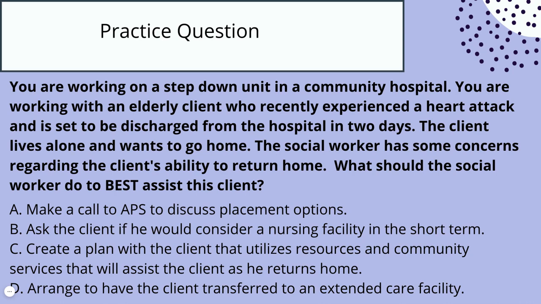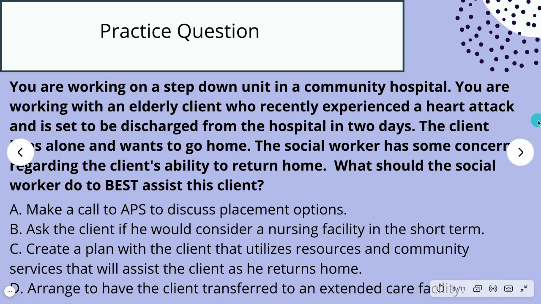So what's important to know here, you are in a step-down unit. Usually a step-down unit means they had a higher level of care. They're stepping down to a lesser volume of care, and you're in a community hospital. Your client is elderly. We know elderly usually means 65 or above, and this client recently had a heart attack. What else do we know? Going to be discharged from the hospital in 2 days. So you automatically want to be thinking hospital setting, elderly client set to discharge. Client lives alone and wants to go home. However, we have some concerns about their ability to return home. What can we do to best assist this client?